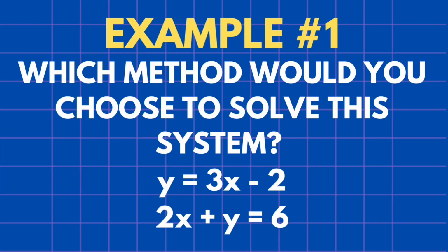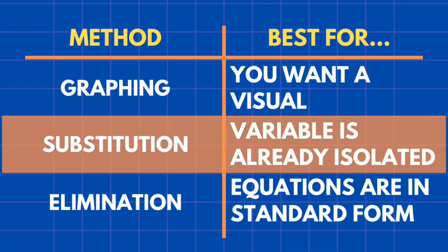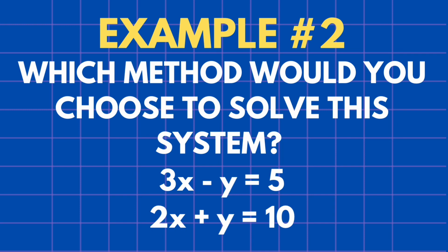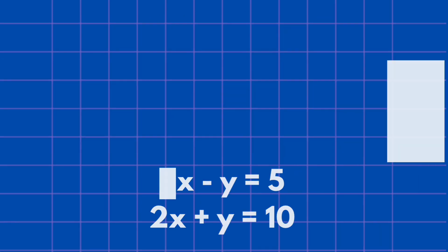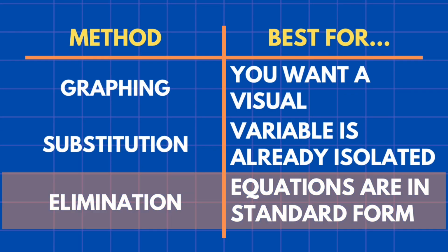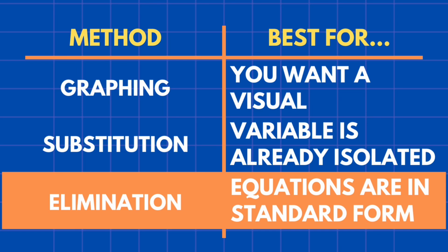Example 1. Which method would you choose to solve this system? y equals 3x minus 2 and 2x plus y equals 6. Substitution would be best because y is already isolated. Example 2. Which method would you choose to solve this system? 2x plus y equals 10 and 3x minus y equals 5. Elimination, because the y coefficients are already opposites.